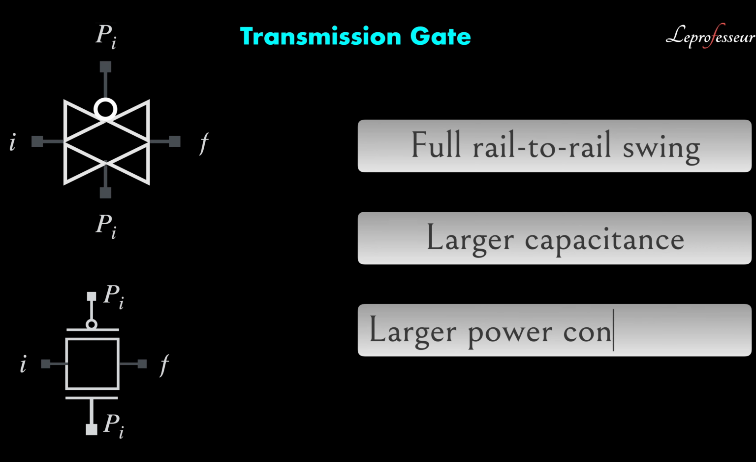Another important point is that larger capacitance needs more energy to charge and discharge. That will lead to more power consumption, and more power consumption leads to thermal issues. So it will have a higher temperature, and its thermal profile will be much higher than pass transistor logic. So there are some advantages, rail-to-rail swing, but also some drawbacks.